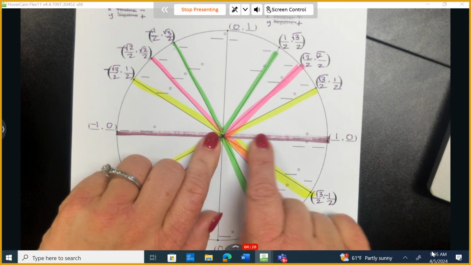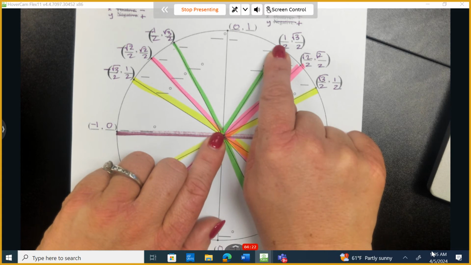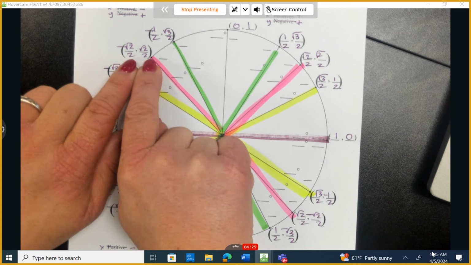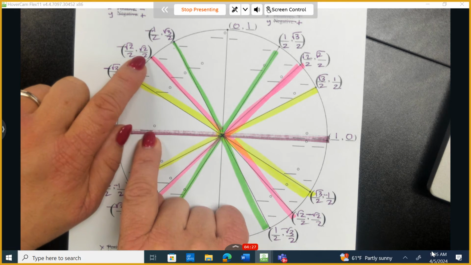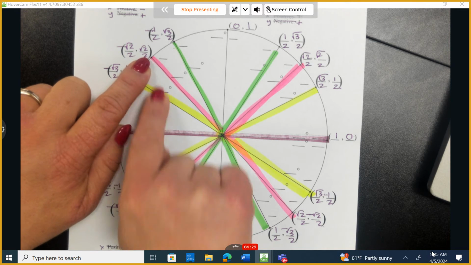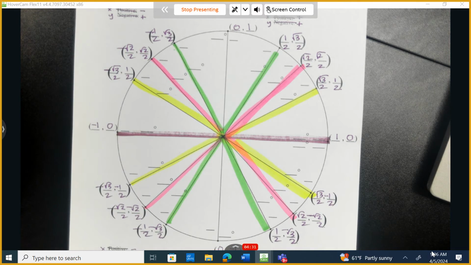I go to the right 1/2 and I go up radical 3 over 2. How do I get to this point? I go to the left a distance of radical 2 over 2 and up radical 2 over 2. Can I have a thumbs up or thumbs down if that makes any sense to you? It's okay to be a thumbs down.